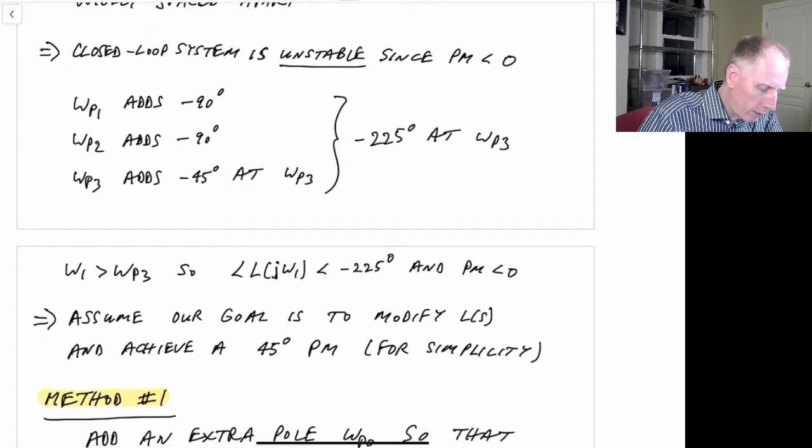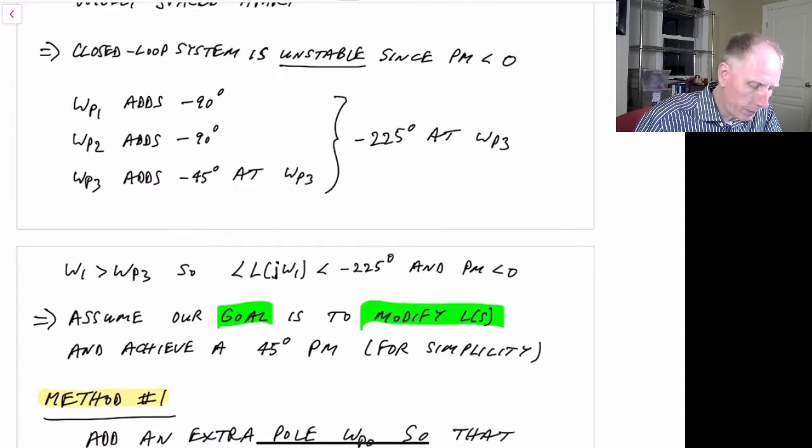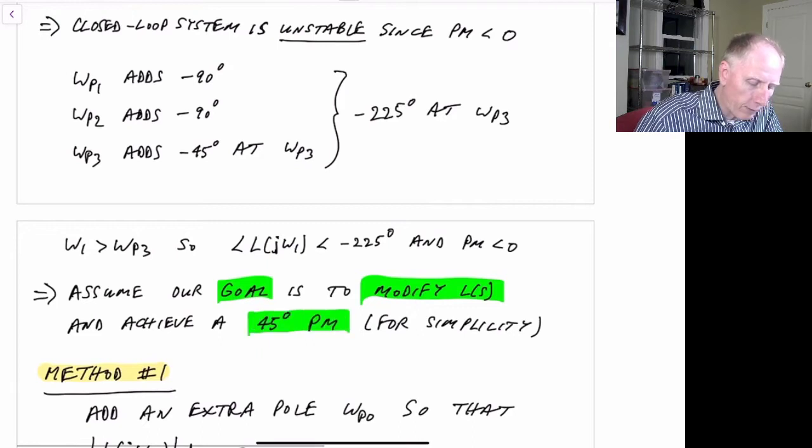So now our goal is to modify our loop gain to achieve a 45 degrees phase margin. As I mentioned before in the previous video, normally we'd like our phase margins to be greater than 60 degrees, but just for simplicity, let's assume it's around 45 degrees that we're happy with here. So at least we can make it stable.